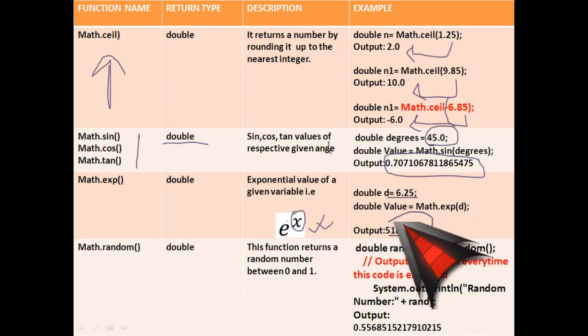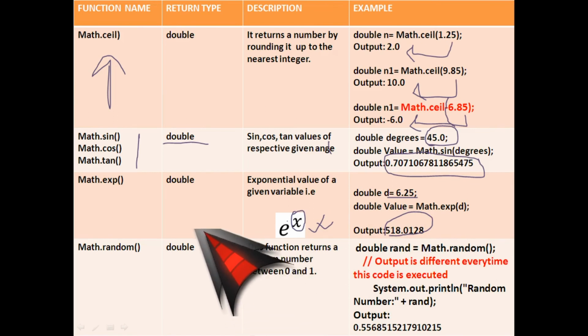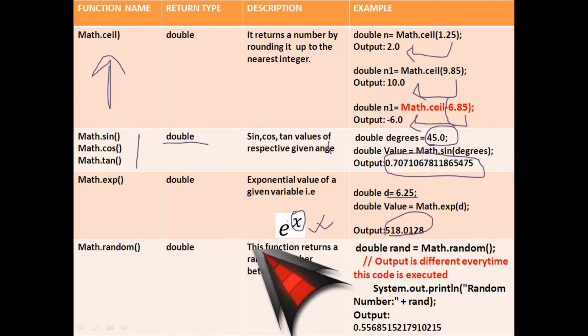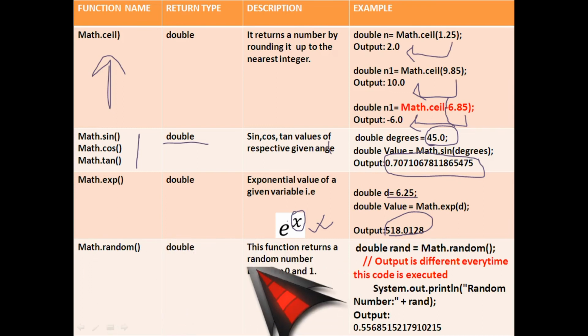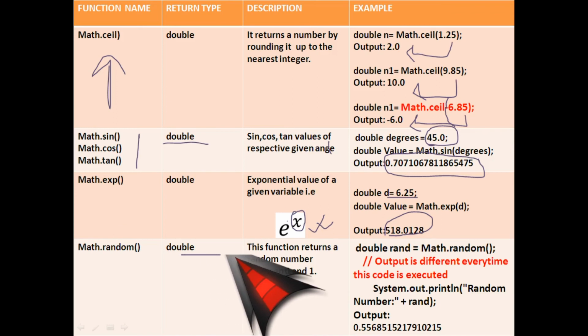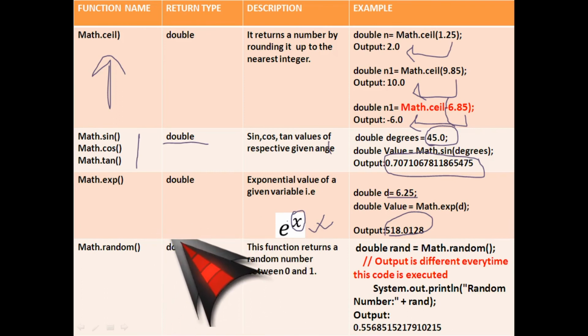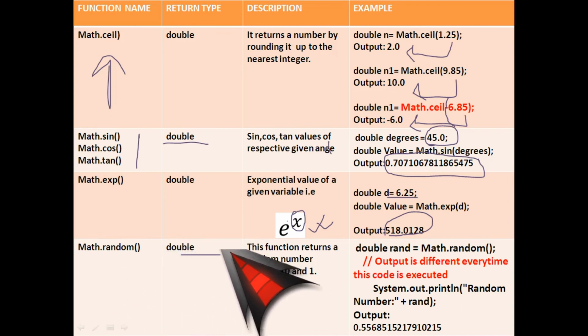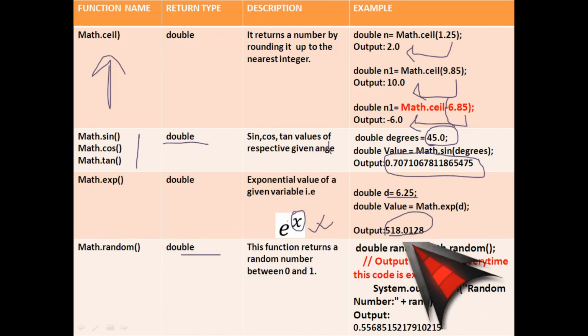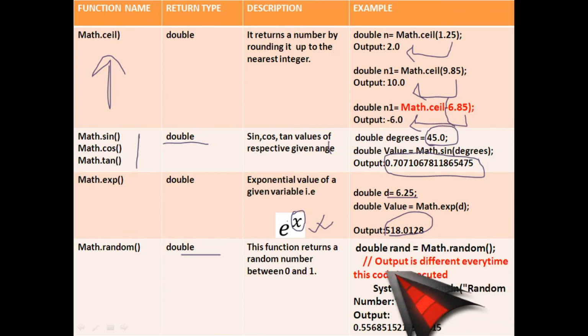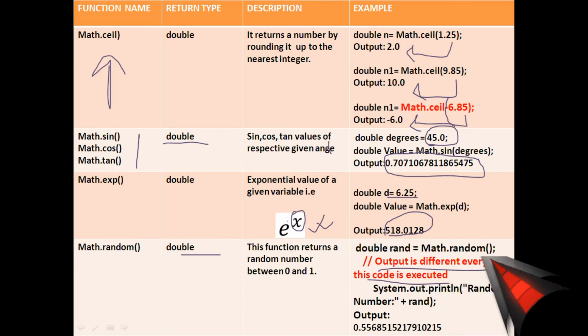Come to the part of math.random. When we do math.random, it is also giving a value in fraction, and this fractional value will give me any random number in between 0 and 1. In between 0 and 1. And the math.random output is always different every time it is executed. So if I call math.random right now, it is giving me this fractional value. It may change the next time.